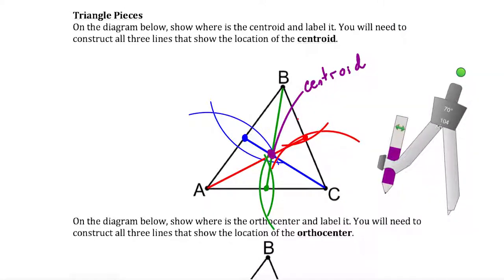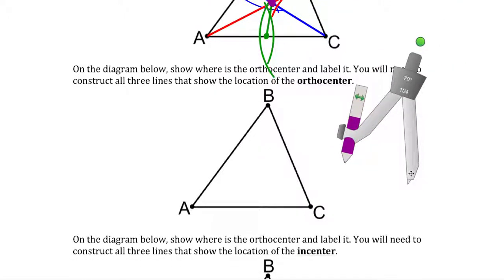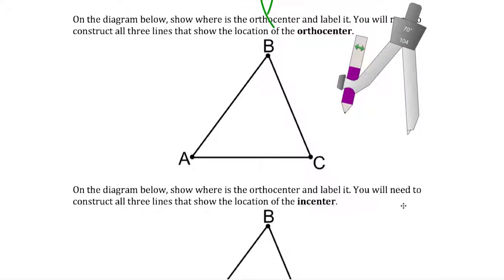All right, so that's how we find the centroid, by finding the medians and finding their intersection. All right, now the orthocenter. For the orthocenter, we have to find the intersection of all of the altitudes. And so in order to find the altitudes, we need to find perpendicular lines to all of these sides. So what we need to do is draw perpendicular lines to the opposite vertex.